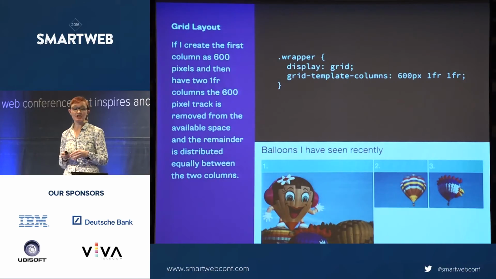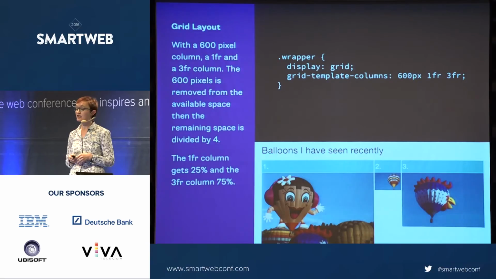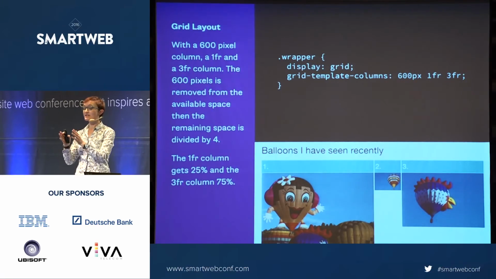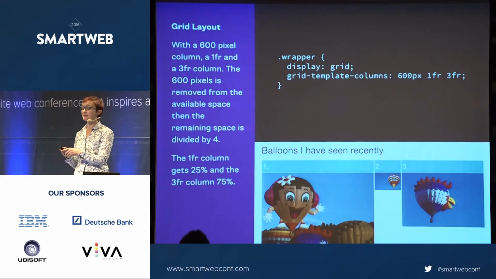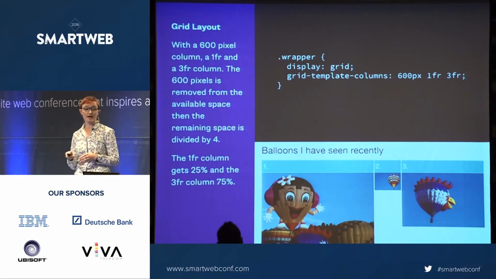If I change my definition and create a 600 pixel column and 2 1 fraction unit columns, Grid gives that first element and the first track 600 pixels, and then the remaining space it splits into 2 and gives 1 fraction unit each to each of the other 2 tracks. If I change the last column to 3 fraction units, we have our 600 pixels, which is taken out of the available space. The rest of the space divided into 4, a quarter is given to track 2, and 3/4 to track 3.